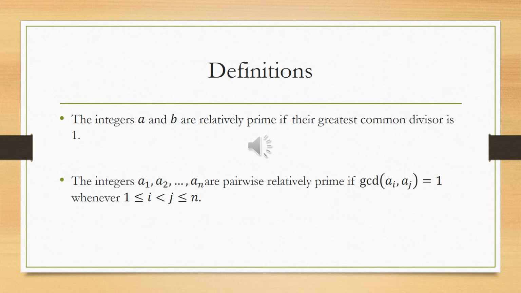Definitions: the integers a and b are relatively prime if their greatest common divisor is 1. The integers a1, a2, all the way to an are pairwise relatively prime if GCD of ai and aj is 1 whenever i and j are between 1 and n.